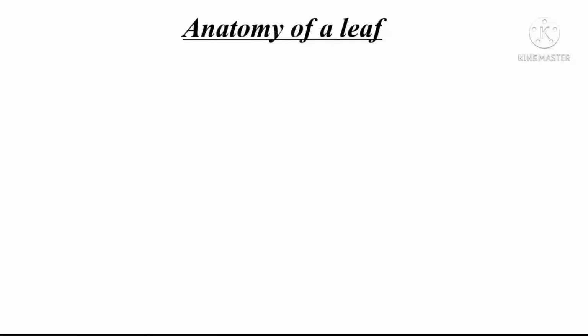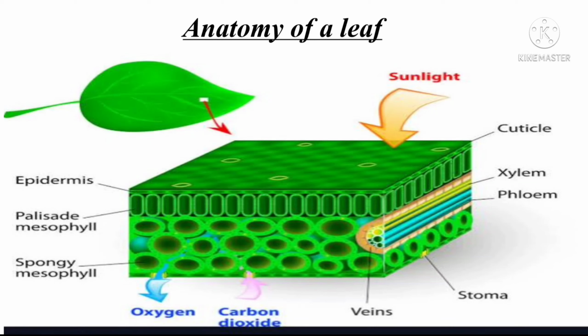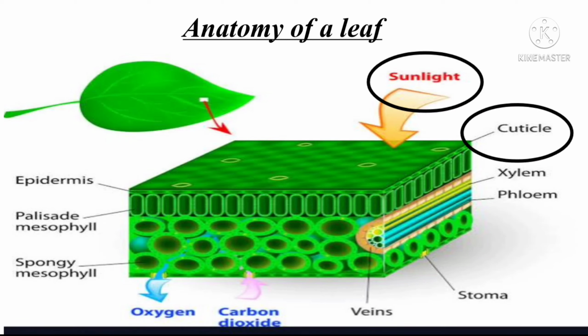Now, through this anatomical diagram of a leaf, I'll explain what actually happens during the process of photosynthesis. See, sunlight falls on the upper surface of the leaf, but the sunlight doesn't harm the leaf so much because of the presence of cuticles. Cuticles protect the leaf from the extreme heat of the sunlight.